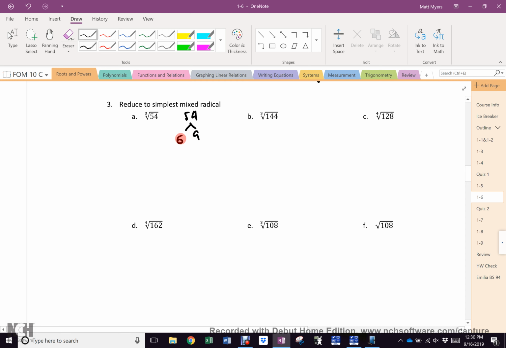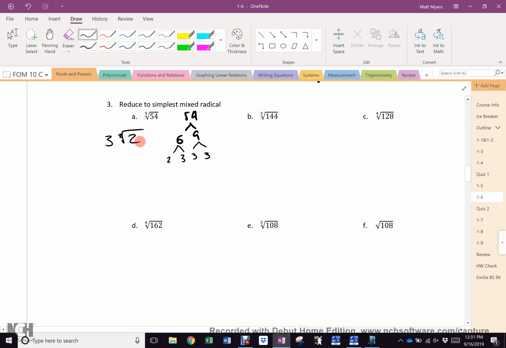So what do I need to do with 6? 2 and 3. What do I need to do with 9? 3 and 3. Oh, what do I see right there? 3 threes. What size of group am I looking for? 3. So, what comes out, Carmen? The 3 comes out, and what stayed under there? The 2.